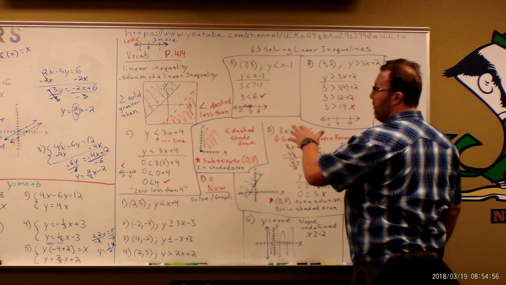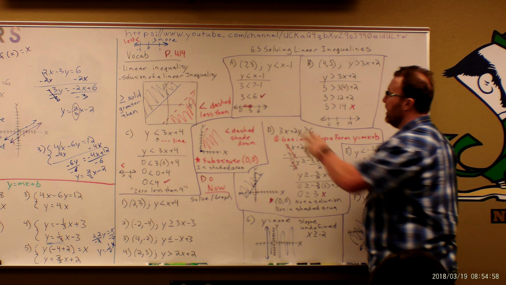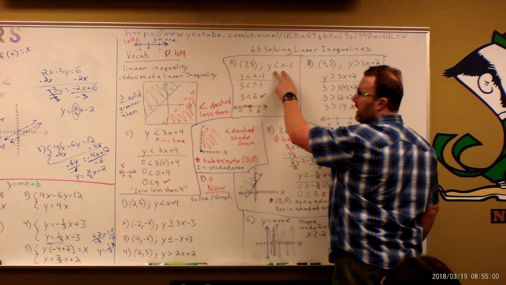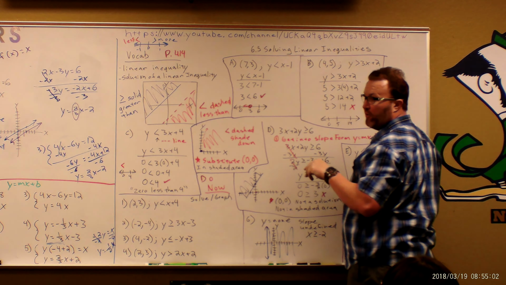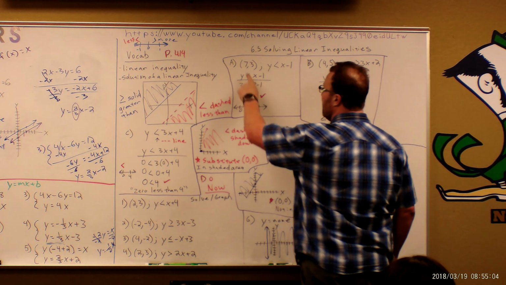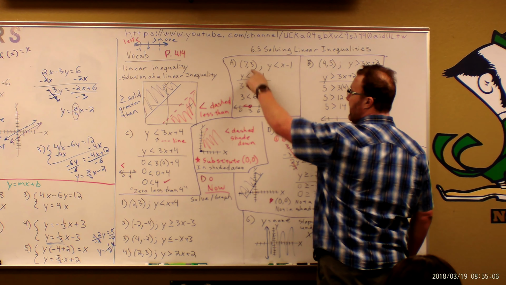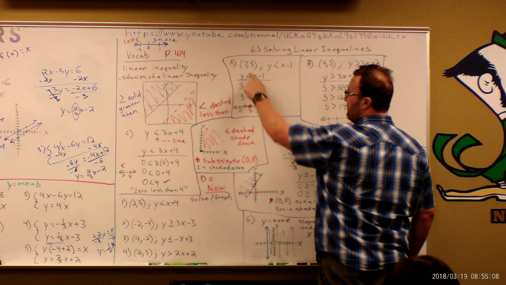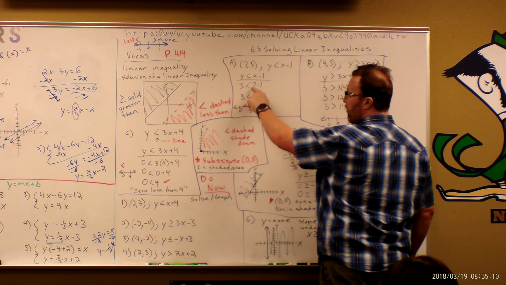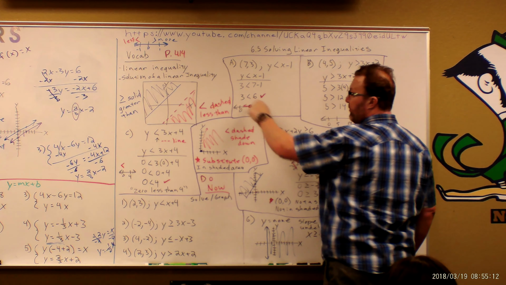Looking at the first example, what we're doing is substitution. We're taking an ordered pair, the x and y, plugging it in here, and seeing whether it's true or not. So we have 7 and 3. There's our x, there's our y. So x and y, solve for it. 7 minus 1, 6, bring down 3.